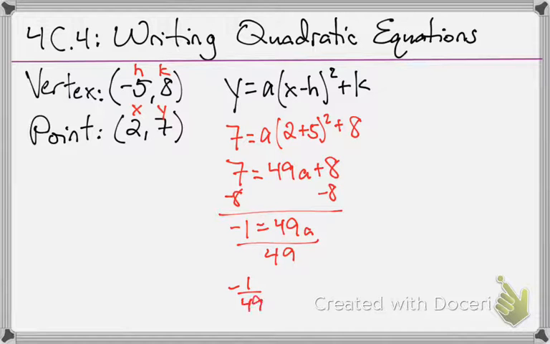You'll get a fraction for a. Sometimes that happens, and that's okay. Your a value is negative 1 over 49, so it's a very wide parabola that's facing downward. That's not really the point of it, though. You're really just getting the a value so we can go ahead and write the equation.